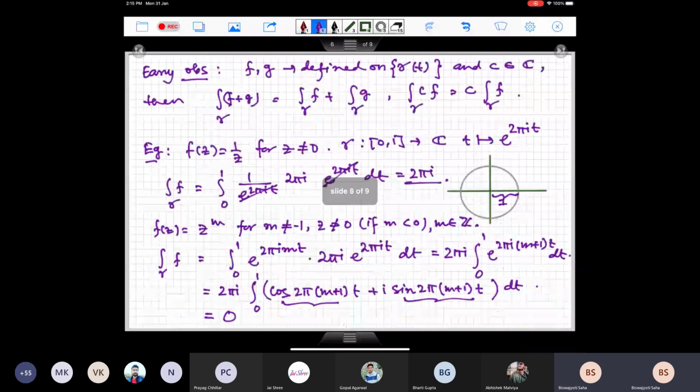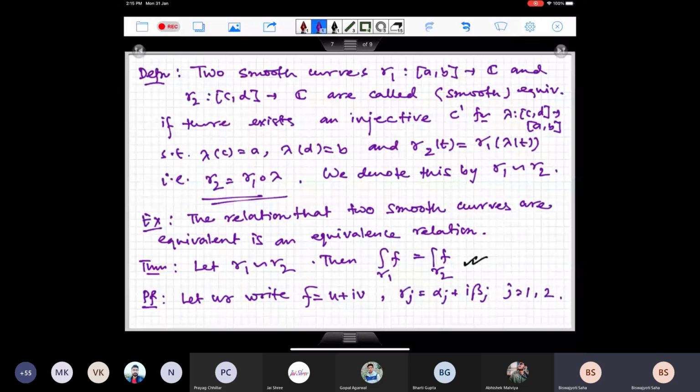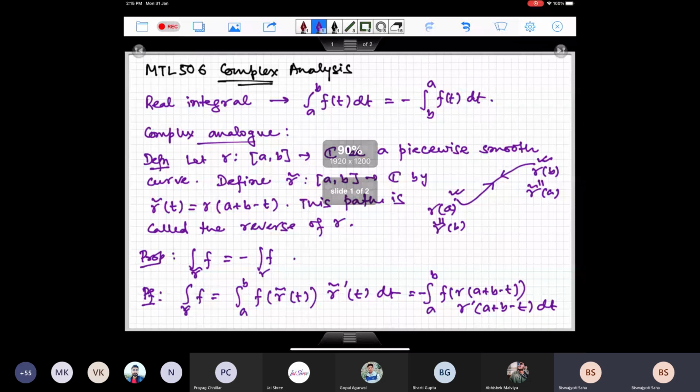So what was the statement? The statement was that the integral over gamma 1 is the same as the integral over gamma 2. What is the condition? Gamma 1 was from a to b, gamma 2 was from c to d, and lambda of c is equal to a, lambda of d is equal to b. Here in our case, lambda of a was becoming b, lambda of b was becoming a. So accordingly one has to write it down carefully.